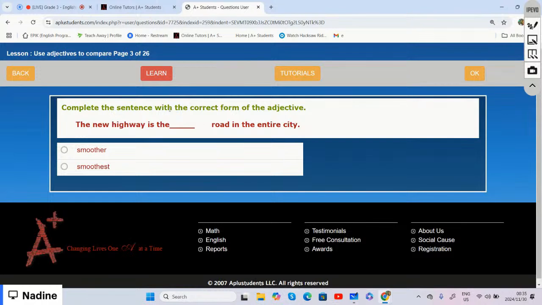The new highway. Do we say it is the smoother road in the entire city, or the smoothest road in the entire city?